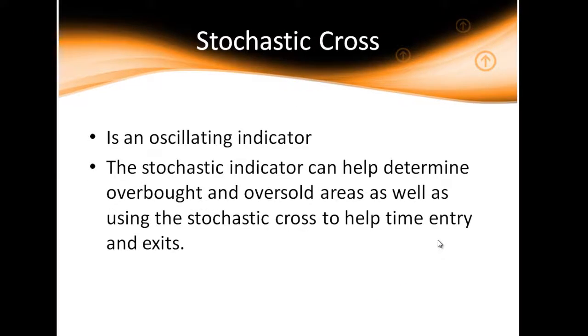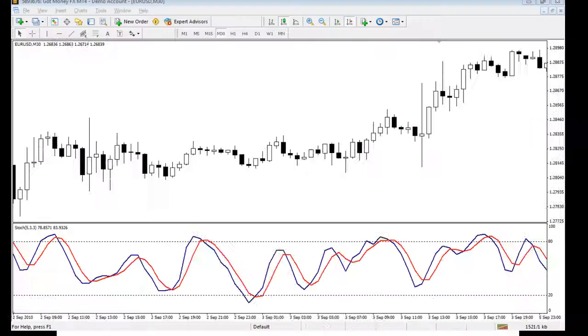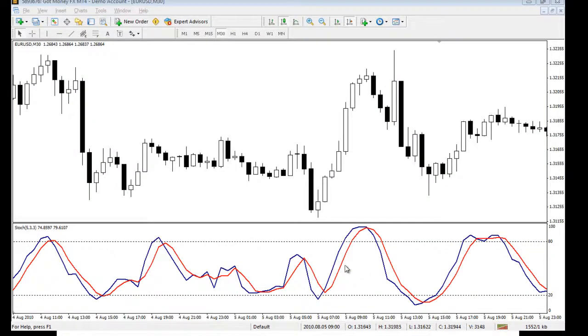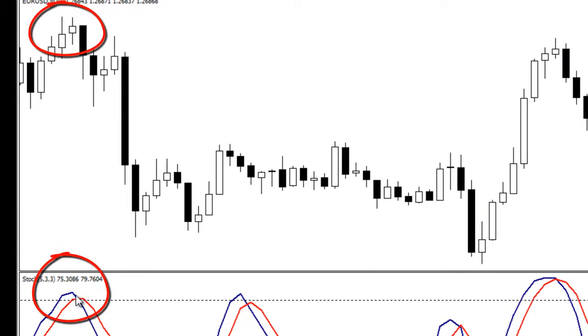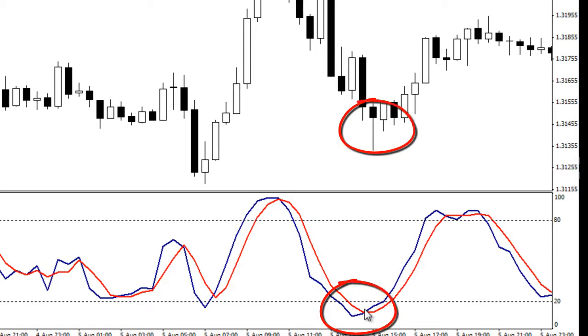The stochastic cross indicator helps determine overbought and oversold areas, as well as using the stochastic cross to determine times of entry and exit. In this example, the stochastic is drawn in red and blue lines. You can see how the stochastic fluctuates between the values of 0 and 100. When the stochastic is above 80, it predicts that the market is overbought and so should retrace or move down. When the stochastic is below 20, it indicates that the market is oversold and should start to move up.